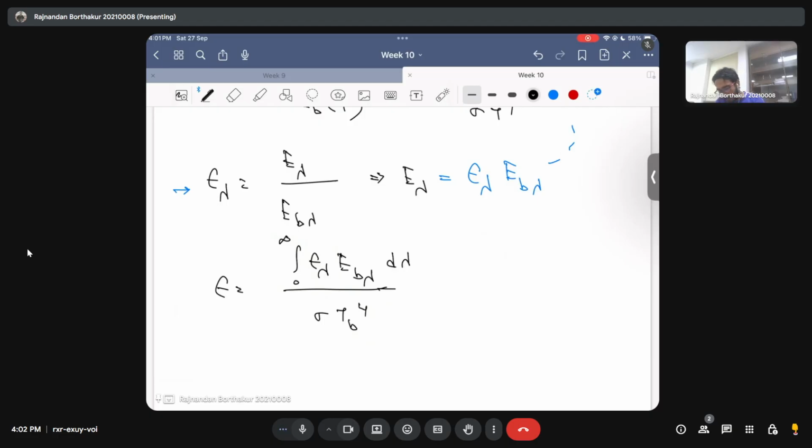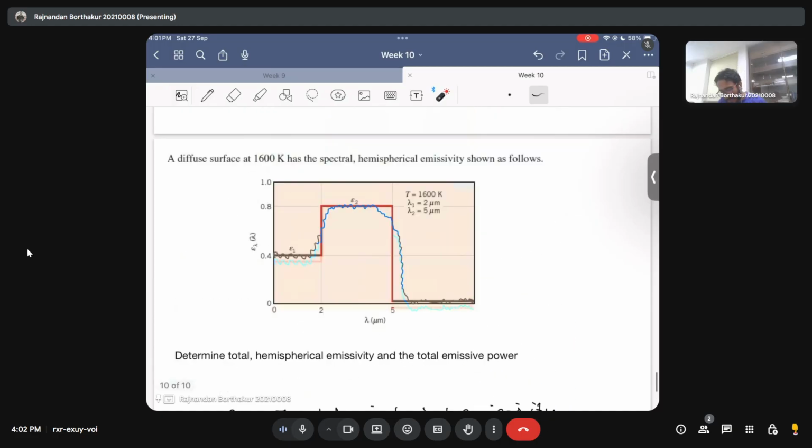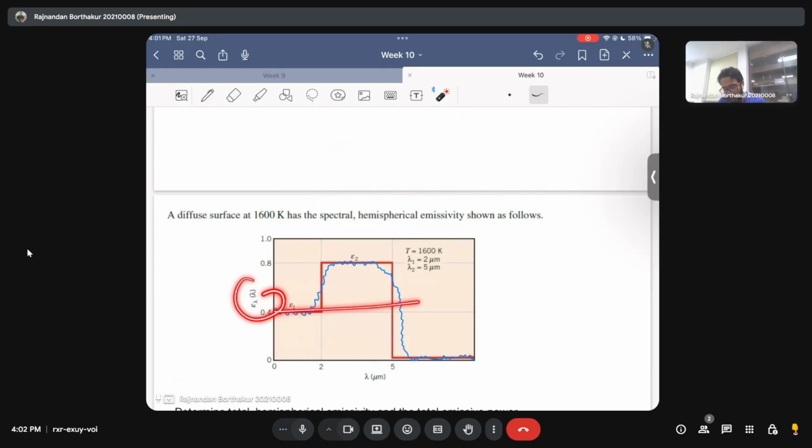Now, the thing is, you cannot bring this epsilon lambda outside the integral here and just utilize the band emission function as of now, because this epsilon lambda is essentially a function of wavelength.